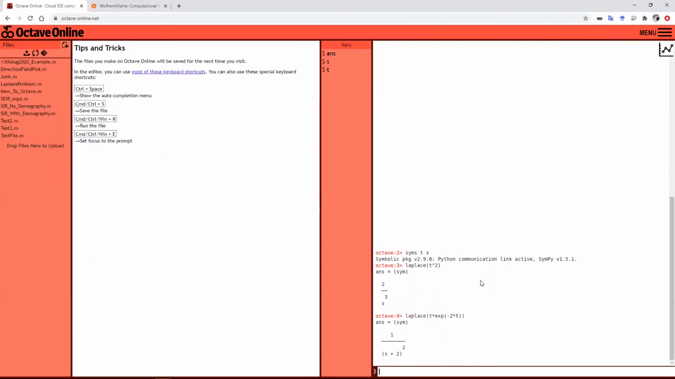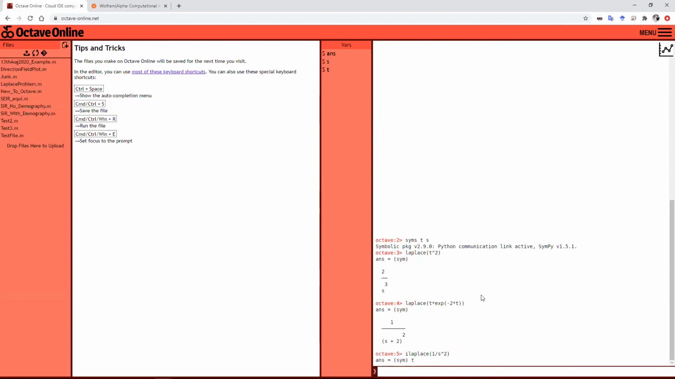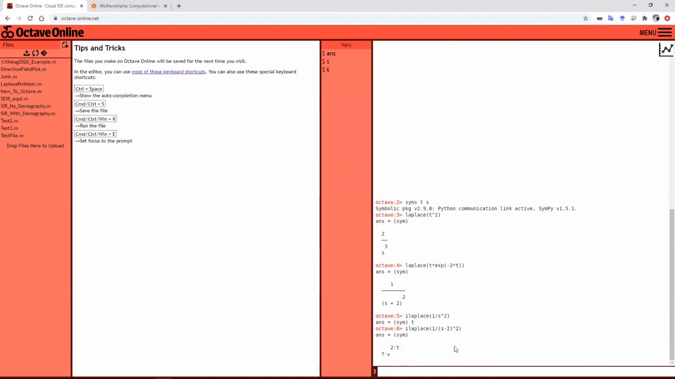Okay, what about the inverse Laplace transform? So the command for that is ilaplace, so inverse Laplace. Let's say 1 over s squared, so that should be t, so let's see if that correctly calculates that. Now let's try something a little bit more challenging. Let's say 1 divided by s minus 2 squared. Let's see if it can calculate the inverse Laplace transform there. Fantastic. So using Octave Online, we can actually calculate Laplace and inverse Laplace transforms.